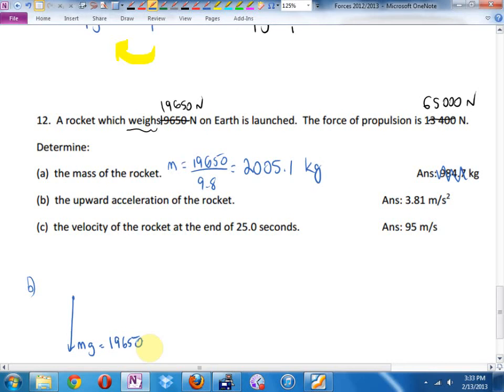So 65,000 newtons is Fm, it's not Fn. Why can't it be a normal force? It's not on a surface. Oh, so F. Let's call it, sure. You know what, to be honest, in rocket science it's thrust, but let's call it FP. Winner. What does FP stand for? Force of propulsion? Fm.